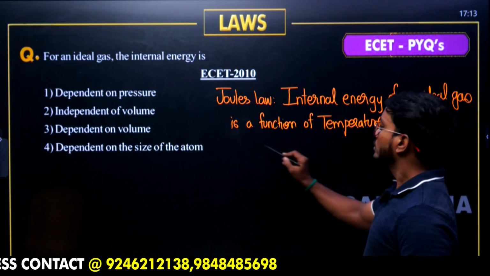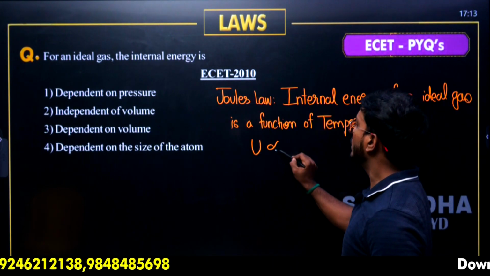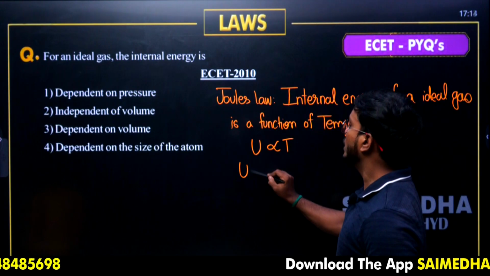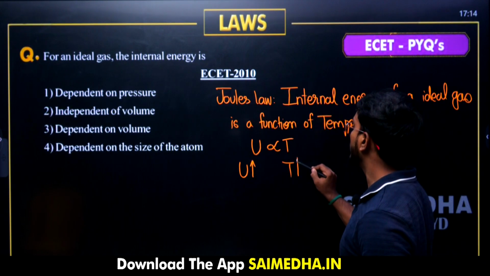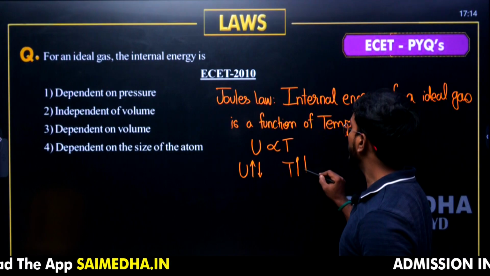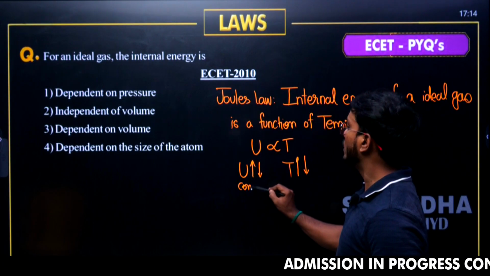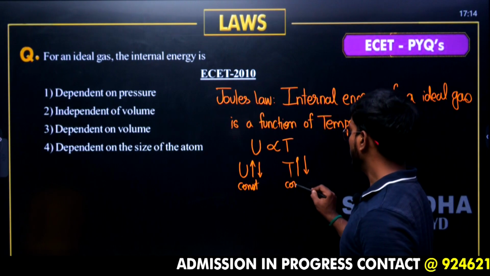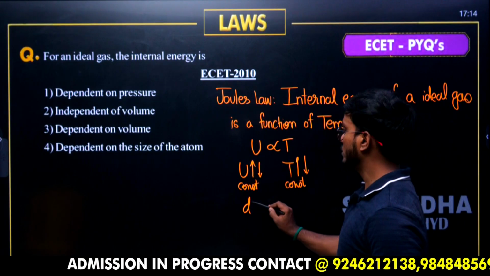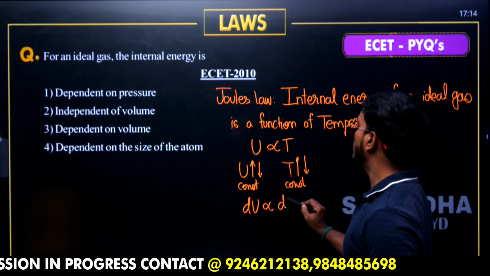That means internal energy is directly proportional to temperature. Internal energy increases, temperature increases. Internal energy decreases, temperature decreases. Internal energy constant, then temperature is also constant. So we can write: change in internal energy is directly proportional to change in temperature.